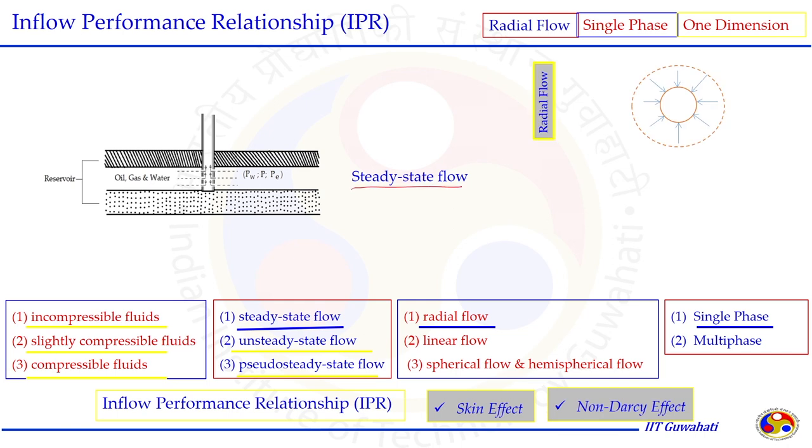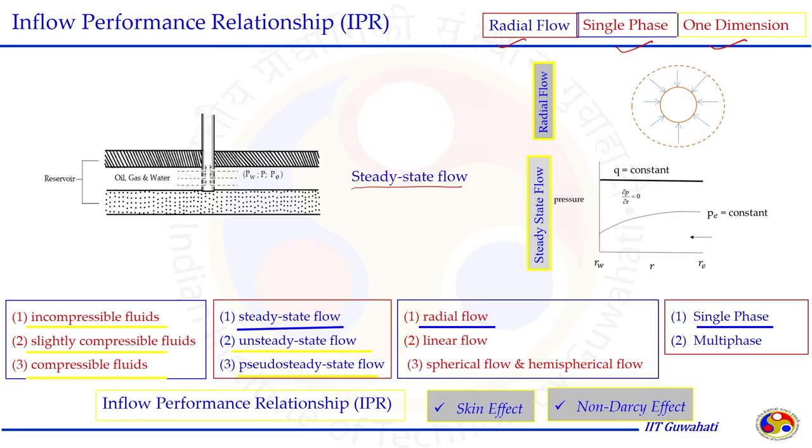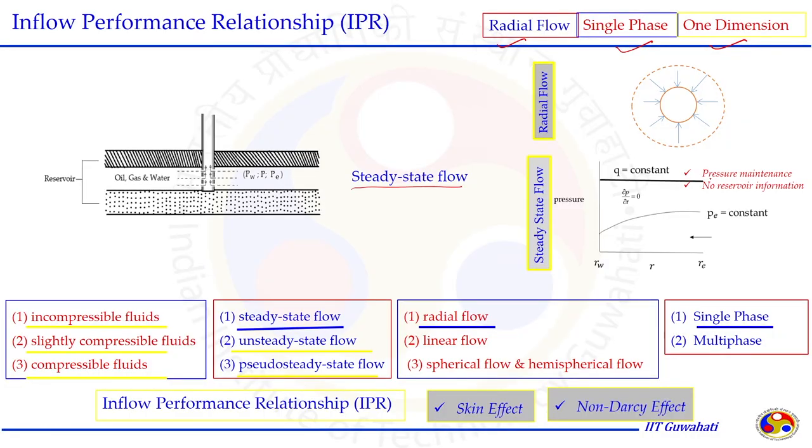In steady state flow condition, for the radial flow, we are going to consider one-dimensional, single phase radial flow. Fluid is traveling from all directions towards the production well. This is happening only in the radial direction, and steady state flow means the flow rate Q is constant, and the change in pressure with respect to time at any location within the reservoir is zero. As I mentioned earlier, this is the situation when the pressure in the reservoir is maintained by external means, or it is a hypothetical situation, or the simplest situation that can be assumed when dealing with the IPR equation.